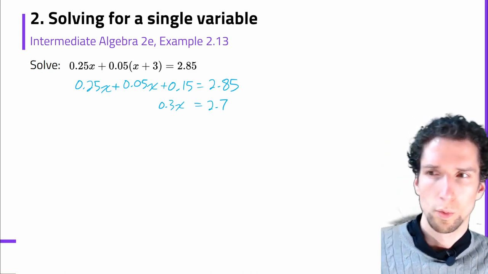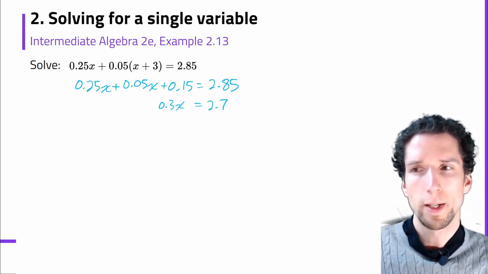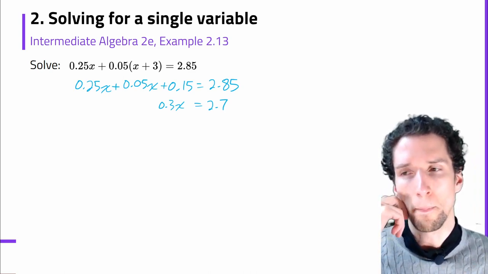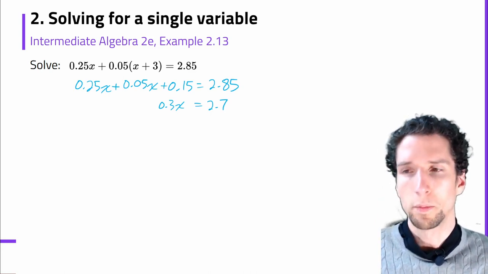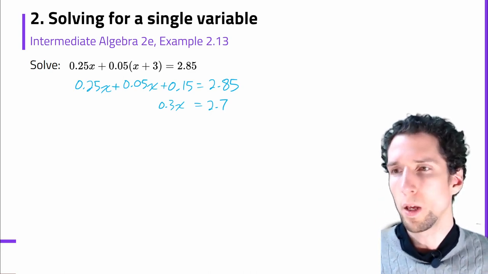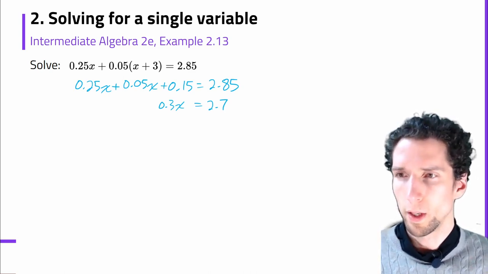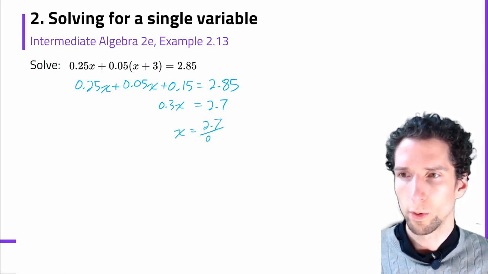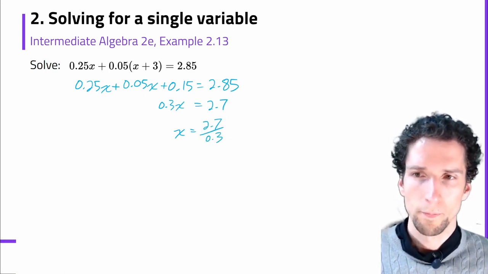So also at this stage we could say let's multiply by something to get rid of the decimals, like 10, and then we would factor down from there, take out a common factor of 3. Again, lots of options. I think I will just do division here and say x is equal to 2.7 over 0.3.